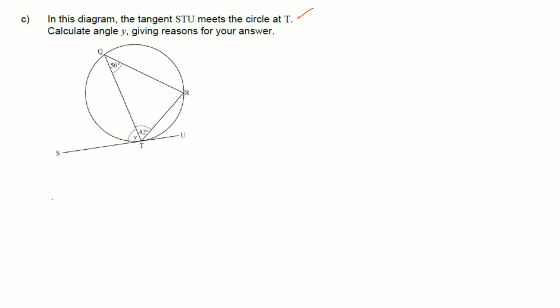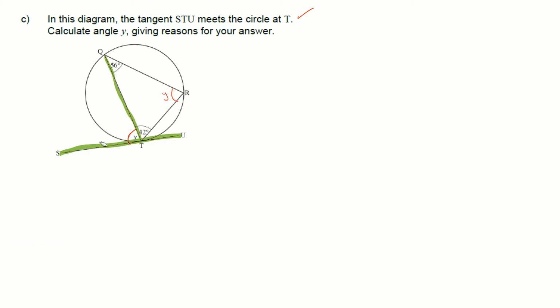The way I see this one, I'm going to be using the alternate segment theorem here. Remember, when a tangent meets a chord, then the angle is the same in the alternate segment. So I know this angle here, Y, is going to be the same as that one there, for example. That's one way you can do this one. But similarly, that could work backwards as well.